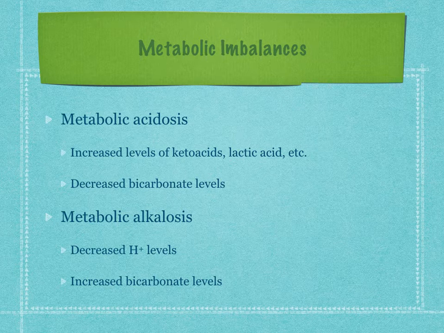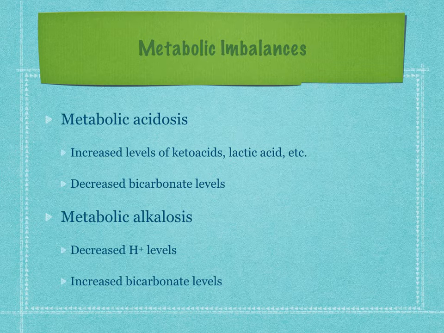With metabolic alkalosis, we're not going to have as many hydrogen molecules, so we're going to have alkalosis in our pH, so an increased level of pH, and increased bicarbonate levels. So our bicarb is going to be high.